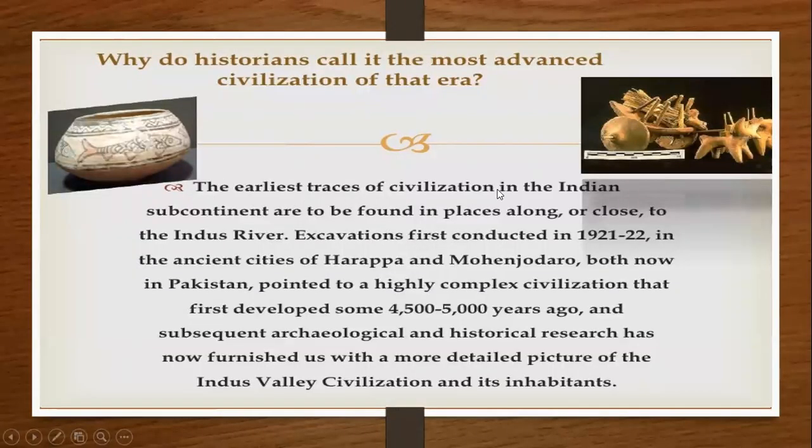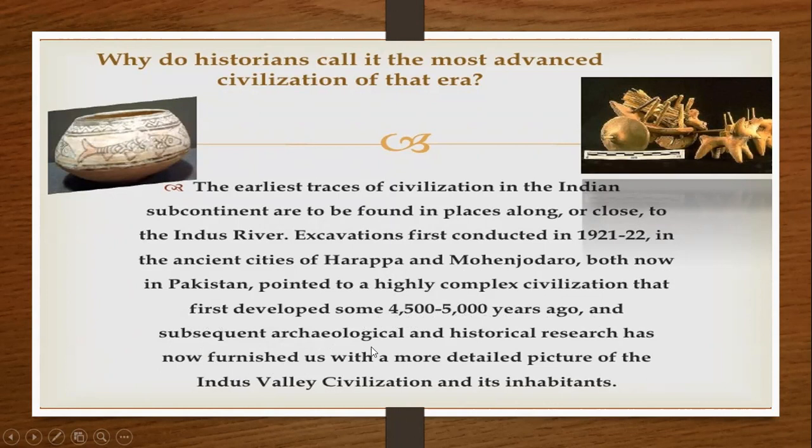The earliest traces of civilization in the Indian subcontinent are to be found in places along or close to the Indus River. We have discussed it before. Excavations were first conducted in 1921 to 22. This civilization was about 4,500 to 5,000 years ago, but the discovery started in 1921 in the ancient cities of Harappa and Mohenjo-daro, both now in Pakistan, pointed to a highly complex civilization that first developed some 4,500 to 5,000 years ago.